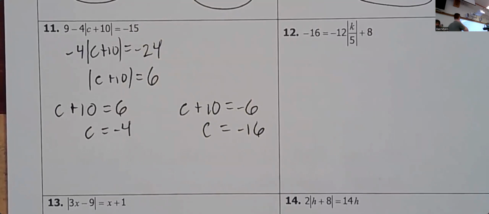And then double checking these. Let's see, negative 4 and 10 is 6. 6 times negative 4 is negative 24. Negative 24 plus 9 is negative 15. So looks good for negative 1.